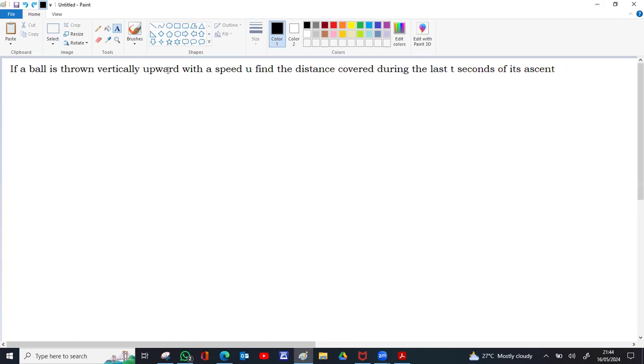A ball is thrown vertically upward with a speed u. Find the distance covered during the last 3 seconds of its ascent. Ascent meaning the upward motion.